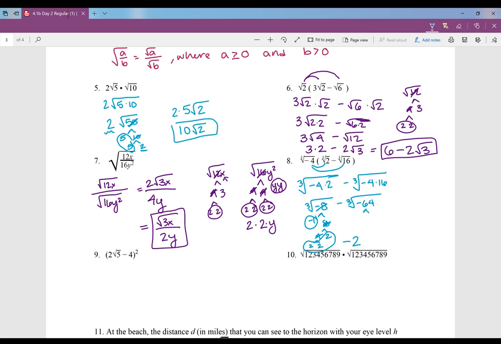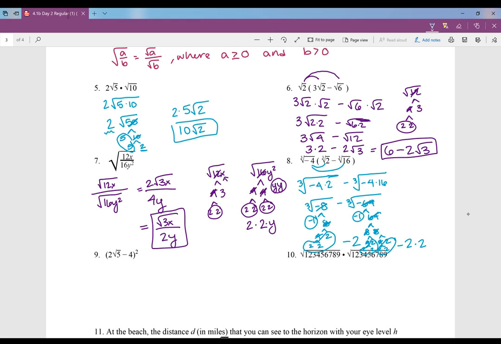Now we're going to break down our negative 64. So pull out negative 1. And then 64, that will be 8 times 8. 8 is 4 times 2. And then 4 is 2 times 2. So again, we have 2 groups of 3 2's. So that's going to be 2 times 2. And then we have our negative. So that one's negative 4.